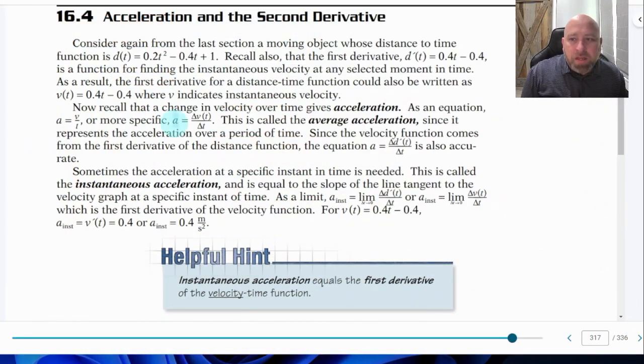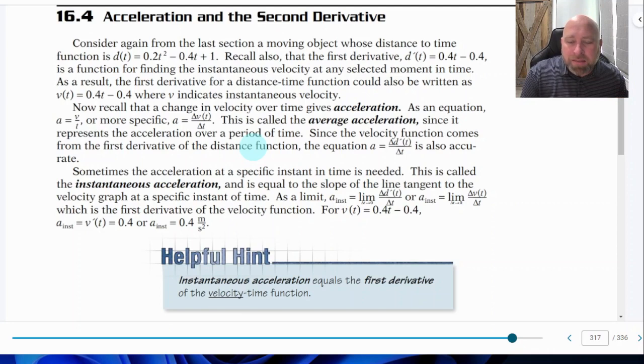Page 317, let's jump down there and look at it. Basically, acceleration is a way to use the second derivative. In the last lesson, we talked about acceleration and what's called average acceleration: the idea of seeing how fast something is going over a certain amount of time. And we use the first derivative to do that.